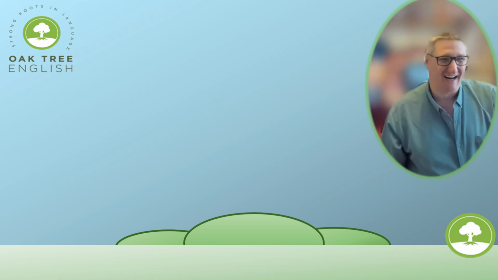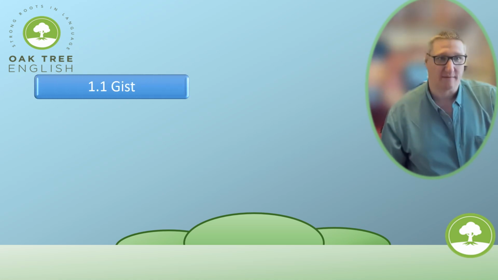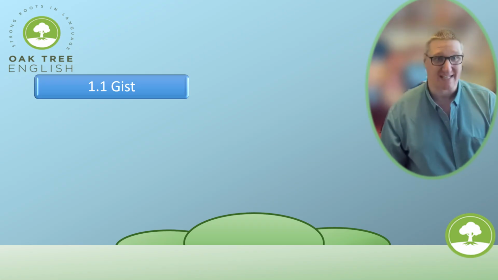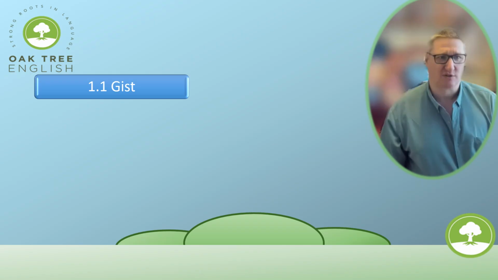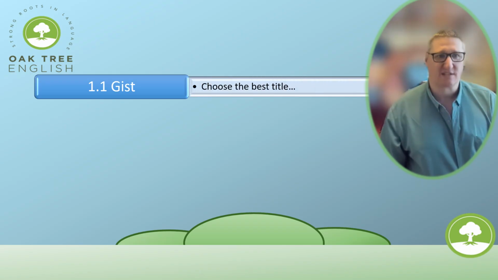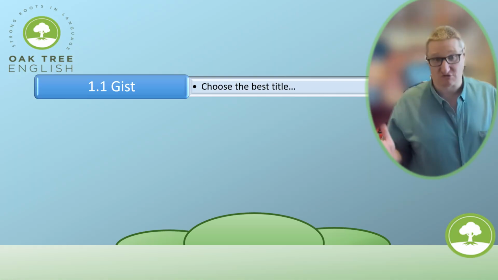The criteria are 1.1, the gist. Identify the main points of a text, or in other words, get the gist. This might look like choose the best title for the text or for a paragraph, or what does this paragraph discuss, or this text is about X, Y, or Z, true or false.